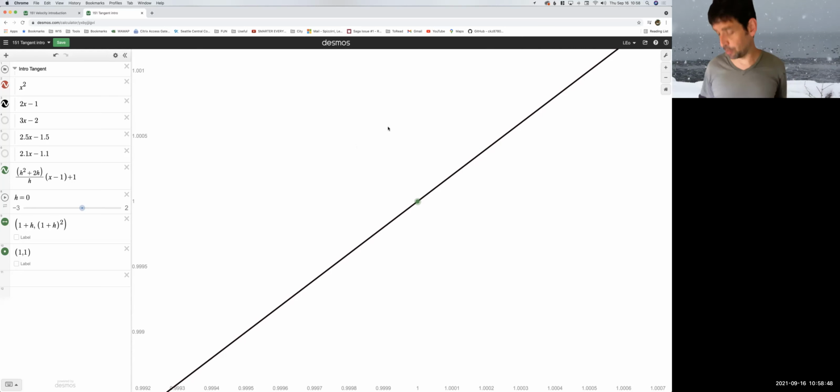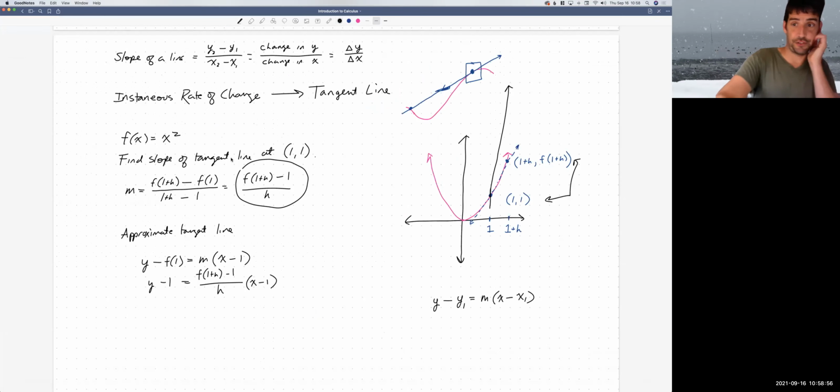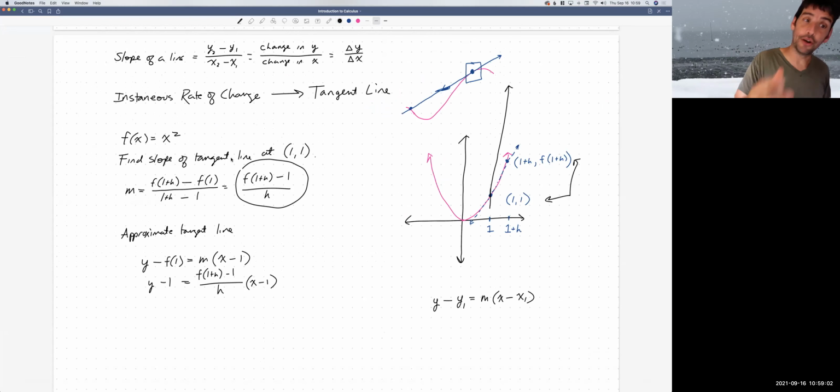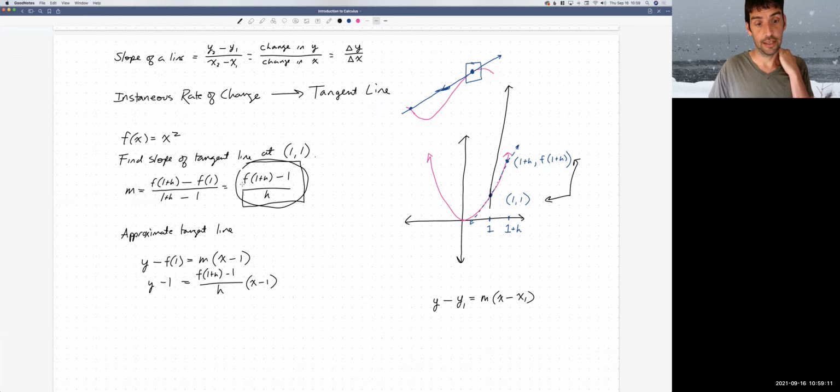So this is the problem we want to figure out, right? How did I know to jump to this line 2x minus 1? We're not going to figure that out right now. What we're going to do in the next few videos, and this is the heart of what we call differential calculus. This is the first part of calculus where we're trying to solve this problem of instantaneous rate of change. What we want to solve, our core problem is, how do we find this slope when h is 0?